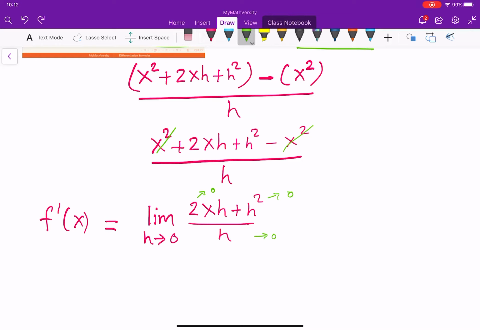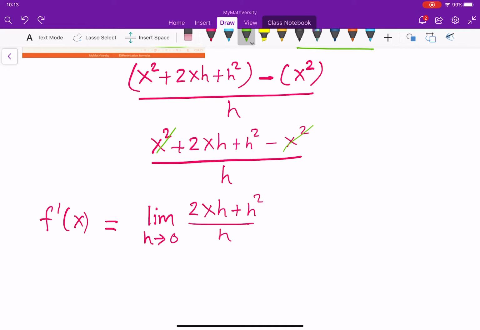In that case, the numerator is getting closer and closer to 0. The denominator is also getting closer and closer to 0. So what do we have then? We have actually 0 over 0 type of form, which is known as indeterminate form. So we have indeterminate form of type 0 over 0. So in that case, what do we do? We try to see if we can cancel out the zero common factor. Can we do that in this case?